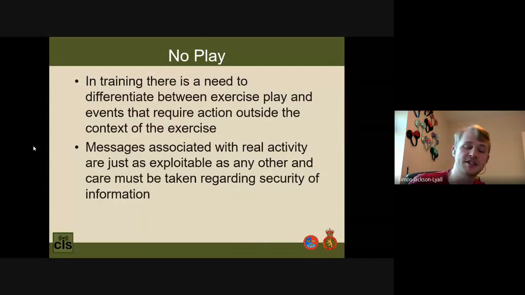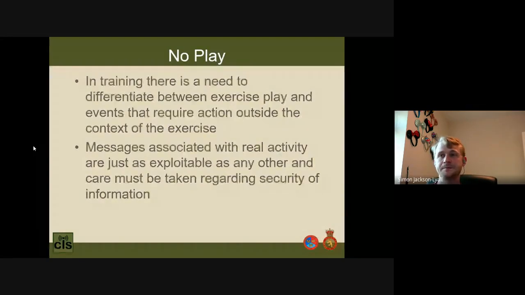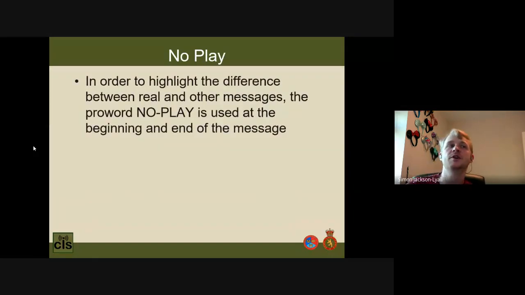But also, it's not just about exploitability. Back to security, accuracy, and discipline. The accuracy and discipline is about getting those messages through and making sure they're understood. And if it's not part of the exercise, it probably means that the information you're trying to transmit is really crucial. So you need to use good voice procedure to make sure that information is transmitted effectively, efficiently, and is actually understood. So in order to highlight the difference between real and other messages, the pro word no play is used at the beginning and end of the message portion.